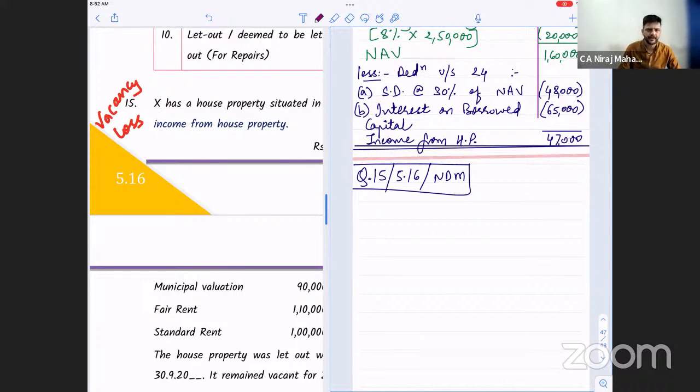Income from house property can be negative. Yes, we are going to go there also, loss from house property. Now it will be negative only because of one reason. One of the most important reasons is your 24B, that is interest on borrowed capital. Because of that only, your property can go into negative.